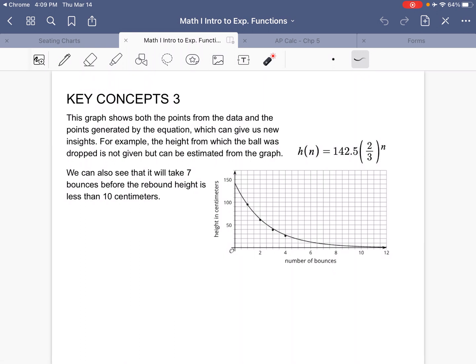This is a skill you're going to need to know for your test. You're going to need to be able to look at a table. You're going to need to be able to calculate the ratios from one to the next, take a term divided by the previous one, and plug all that into an equation.